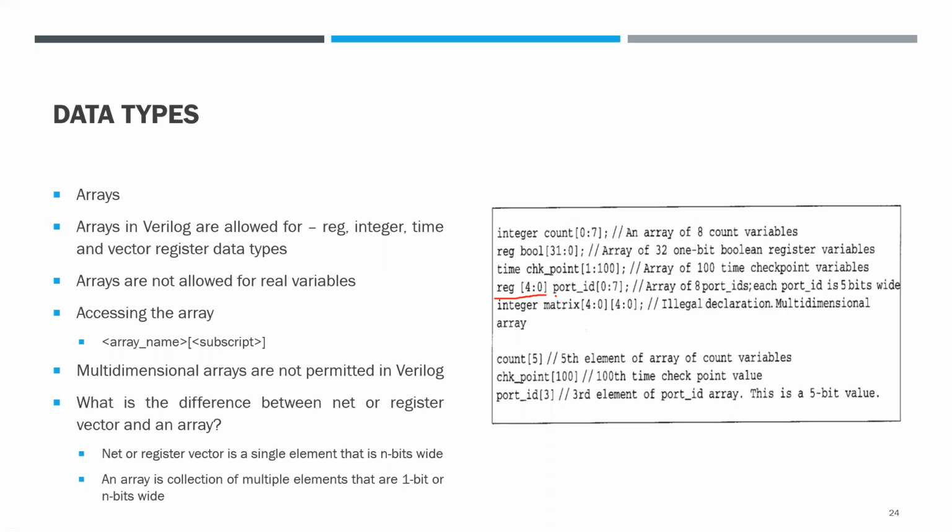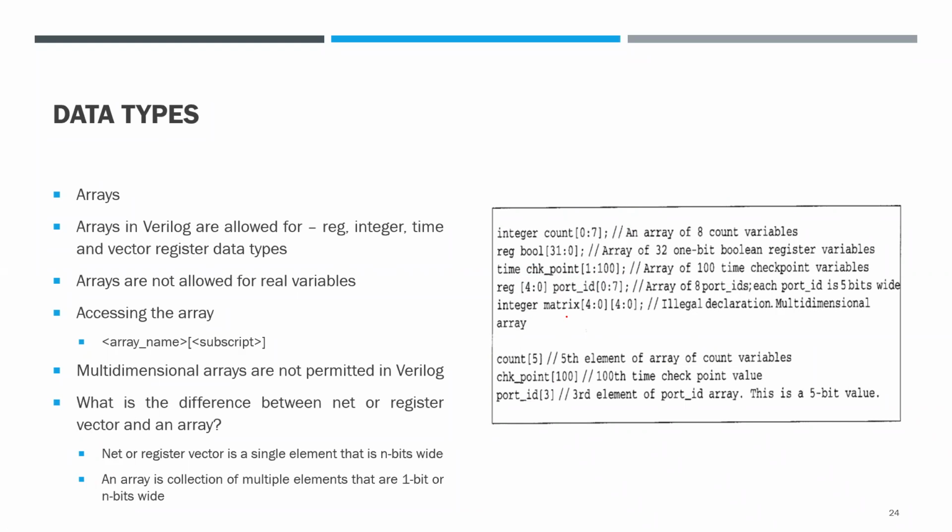So how do you read it? I have ID, which is of the type register data type. But what happens is each port ID is of 5 bits. So how many elements of port ID do I have? That is given here. I am having 8 port ID elements. So these are just a few examples of what we have.